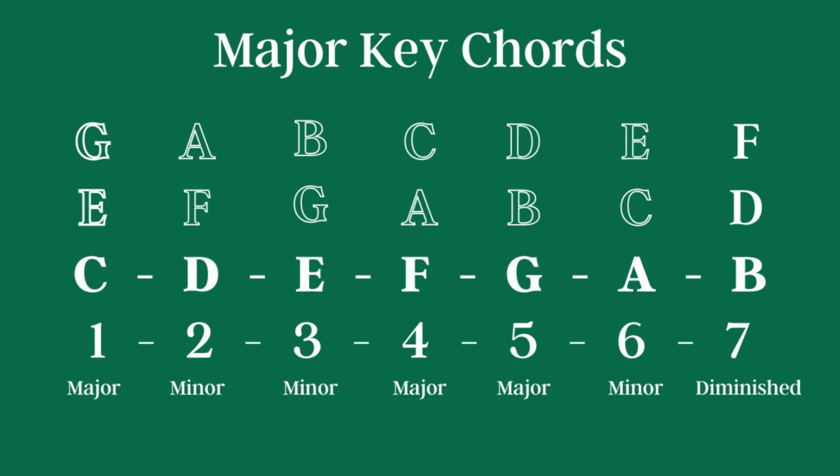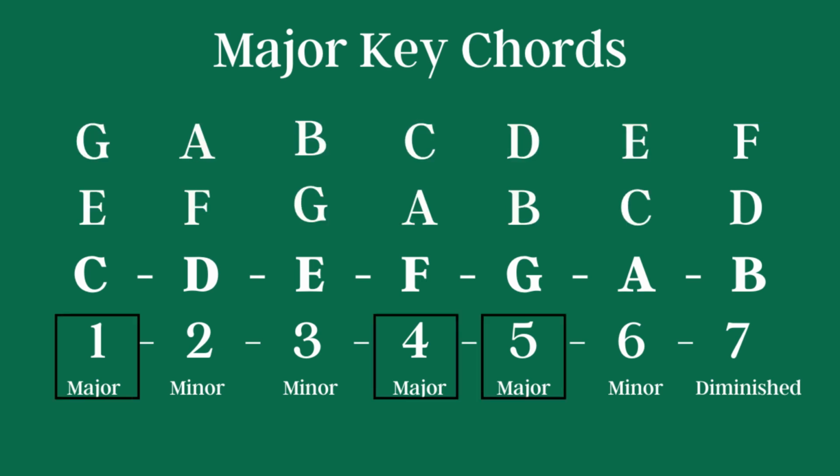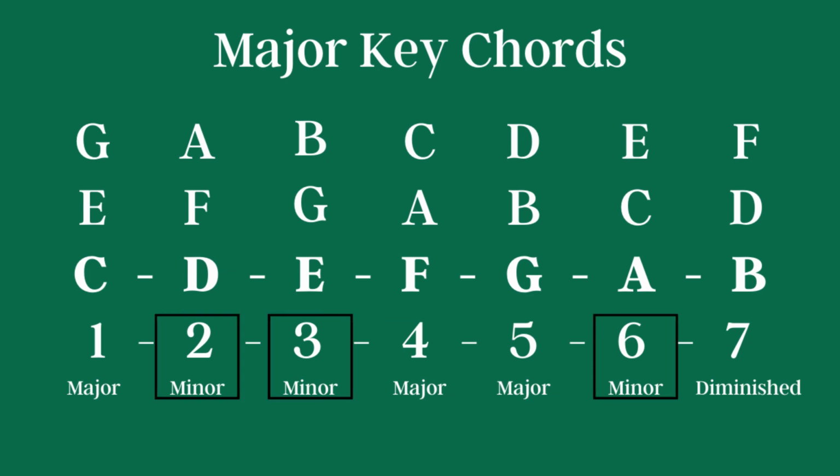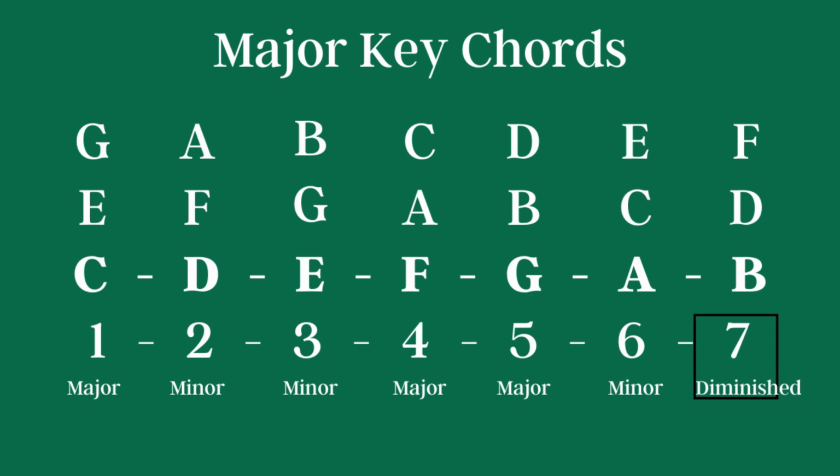This pattern we've just laid out will apply to every single major scale. What that means is these chord qualities apply to every major key. So in a major key, the 1, 4, and 5 chords will always be major. The 2, 3, and 6 chords will always be minor, and the 7 chord will always be diminished.